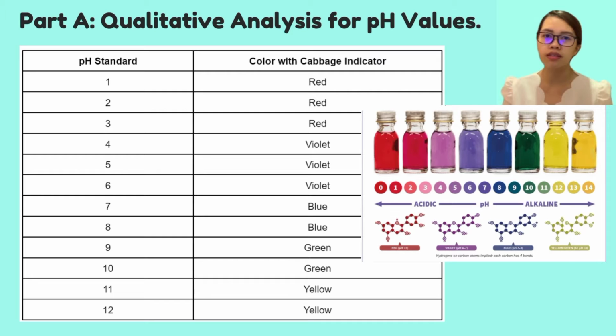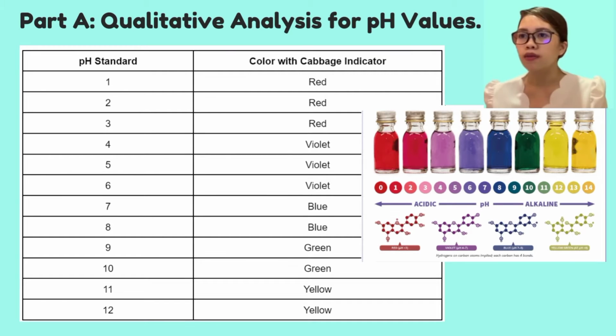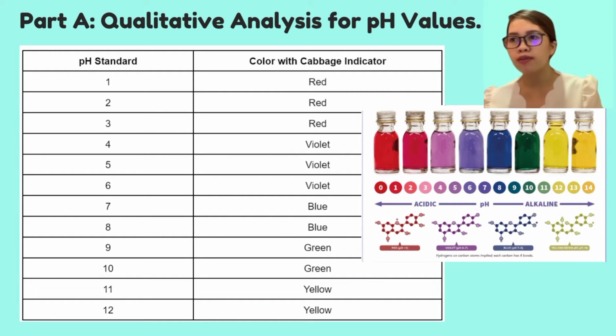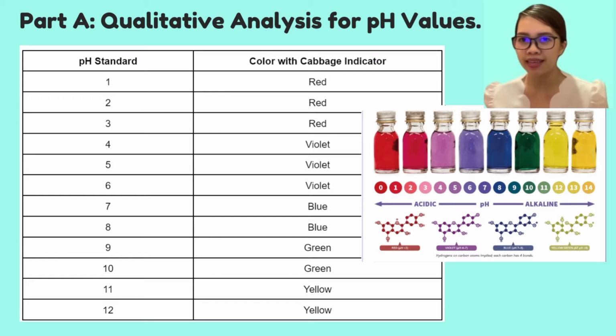Then from the picture, we can see that values from 0 to 6 are acidic, 7 is neutral, and 8 to 12 is alkaline.